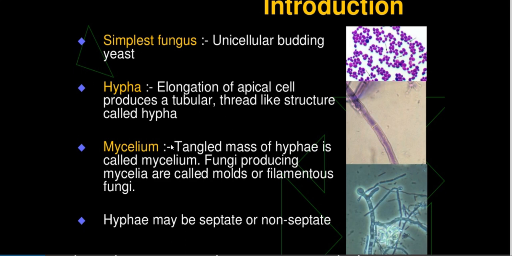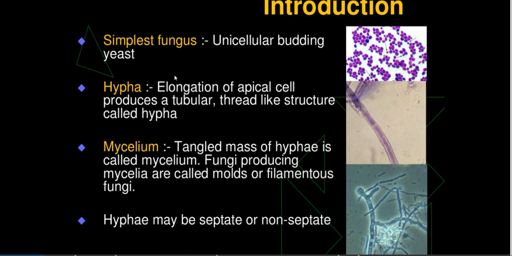All right, now the study of fungi is called mycology. That is why the name is taken from the mushroom. If you see the structure, the simplest fungus is unicellular. They exist in the form of yeast, and the next form is a hypha. Elongation of one cell produces a tubular thread-like structure that you can see here. This tubular structure forms the hypha, and there can be a chain of these forms, a tangled mass.